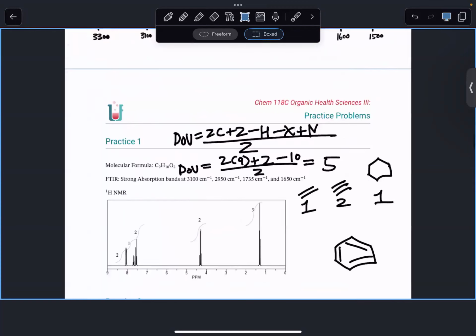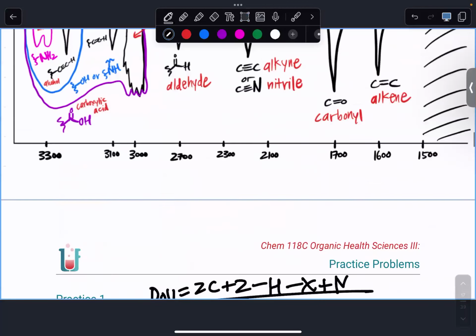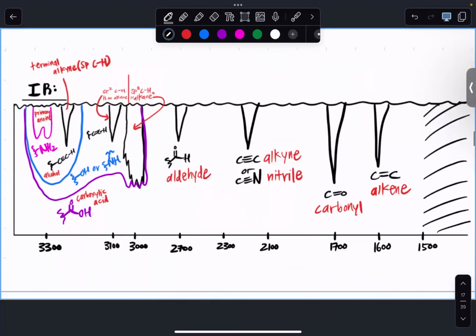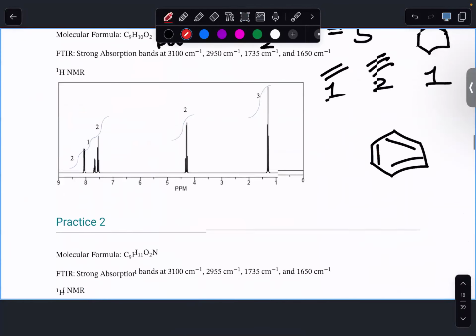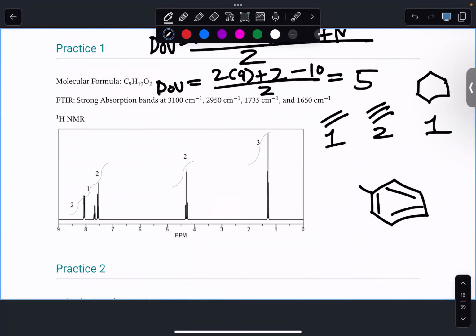If you see a sharp peak at 3100, what does that tell us? What do we have at 3100? sp2 CH, that's right. Where that sp2 CH can be in the benzene ring, right? So let's cross that out because we know what that is. The peak around 3000 is the regular sp3 CH.